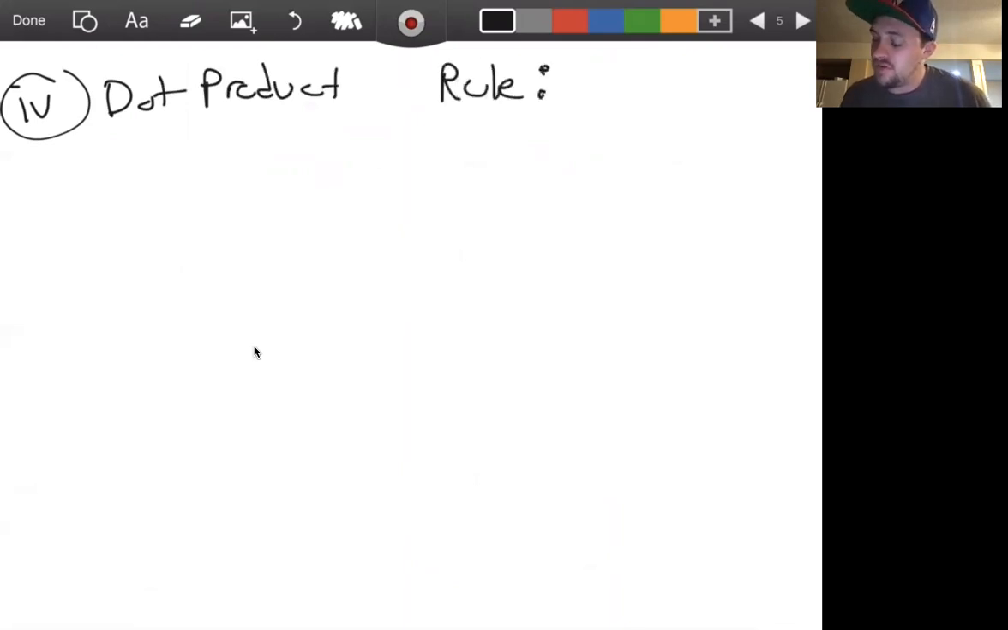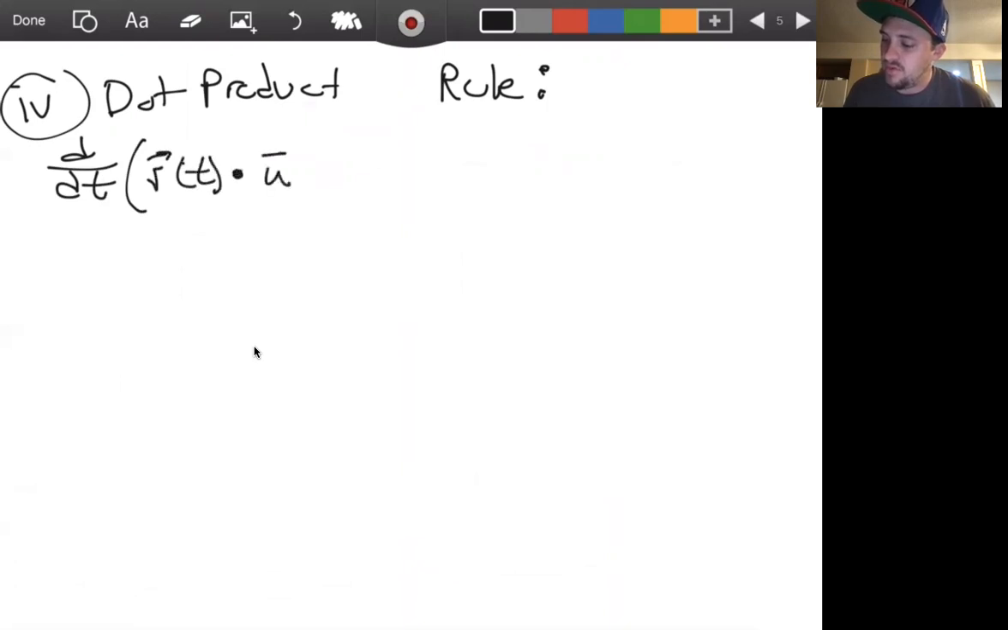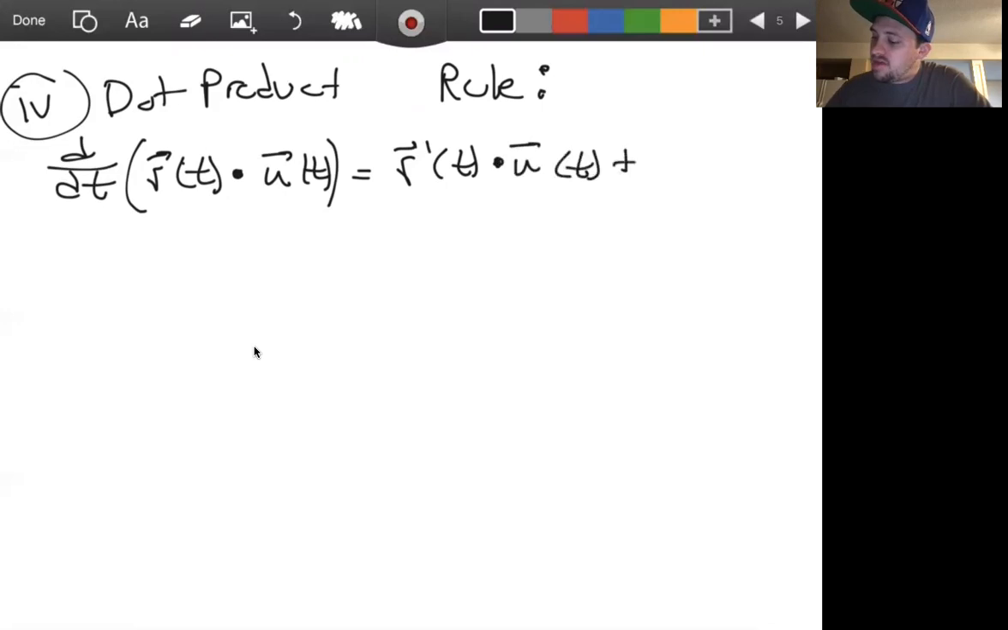The dot product rule says that if we have the derivative of the dot product of two vector valued functions, let's say r(t) dot u(t), well, this also satisfies the product rule, but now it's the dot product. So we have r'(t) dot u(t) plus r(t) dot u'(t), where these are dot products, right?